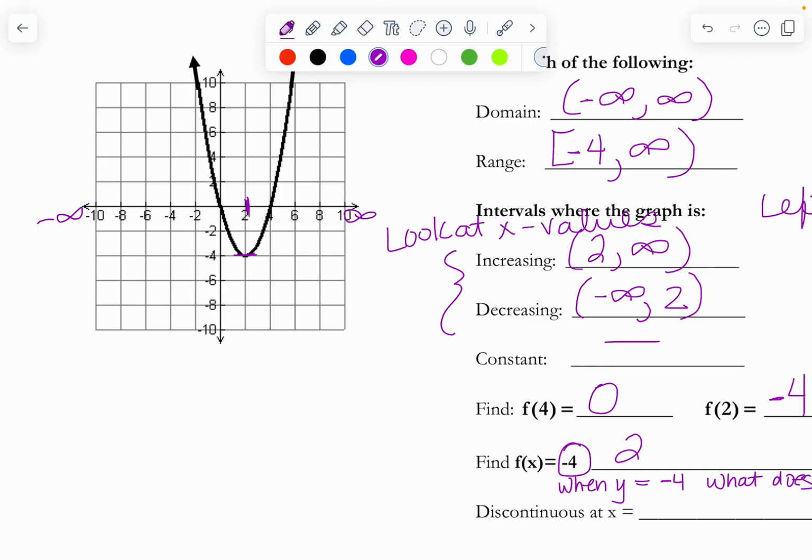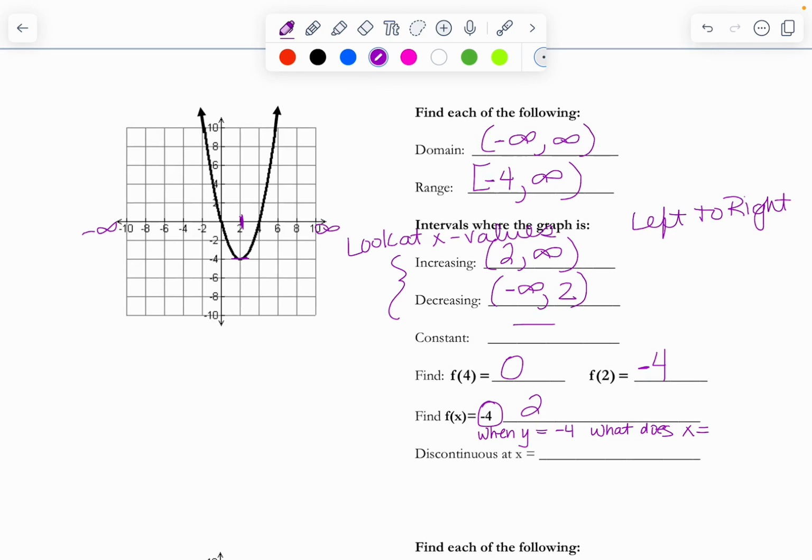Now, discontinuous, we'll talk about, I believe, in the next one. Yep, we'll talk about it in the next one. That's if I have to lift my pencil up or my stylus up at any point. This graph is continuous because I can take my stylus and I don't have to lift it up anywhere. So this one I would just leave right here. And we'll talk more about that later on also.